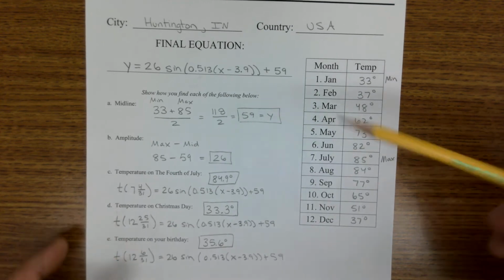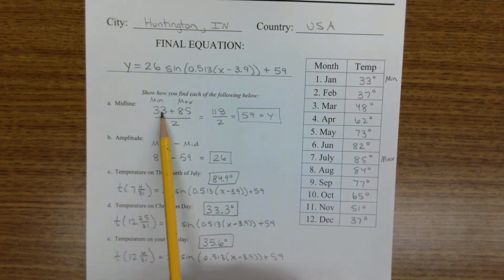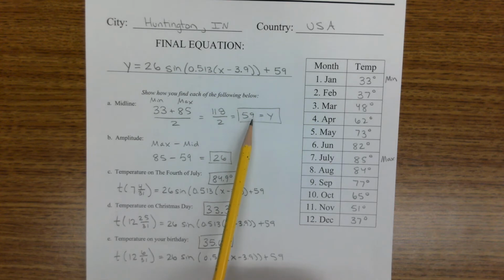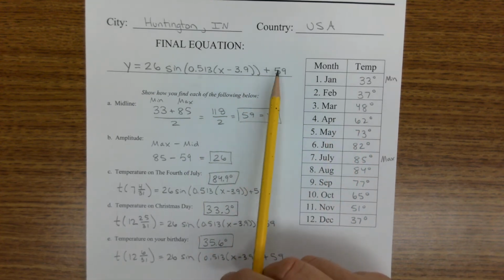All right, so how did I figure out those points? Well, step number one, the midline. The minimum was 33, the max was 85, sorry. Add them together, divide by 2, I have 59. So that's the middle of the data set. 59 happens in March, April. All right, so that can be put here.